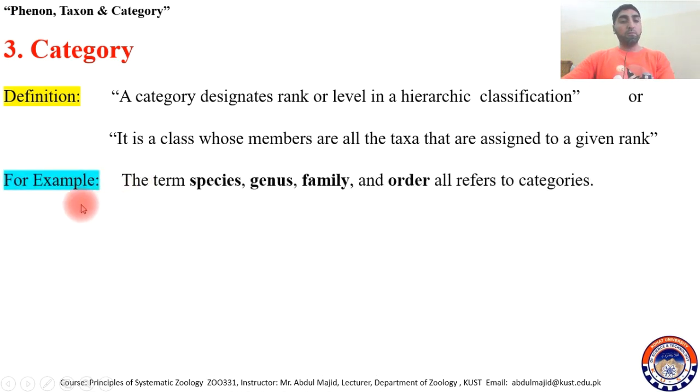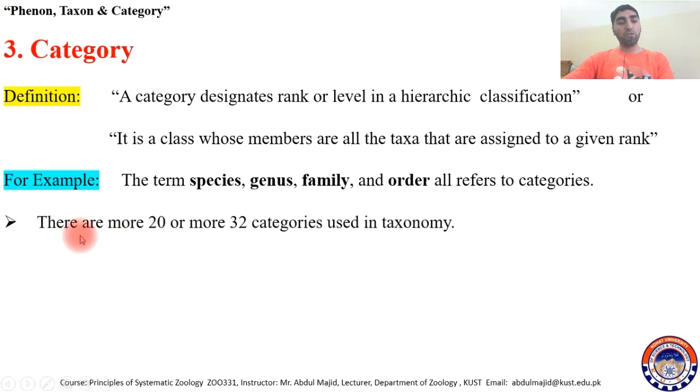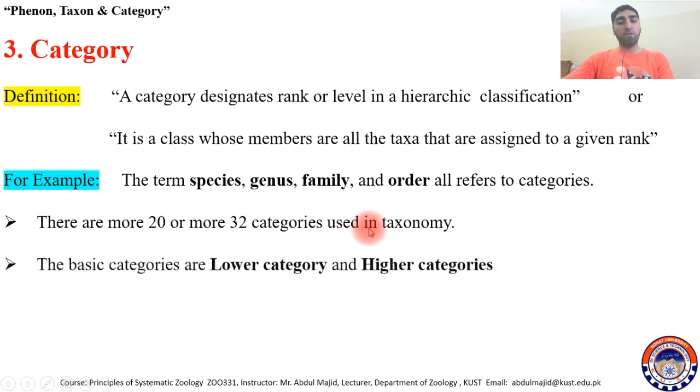And for example, the terms species, genus, family, and order all refer to categories. So these are categories. We place actual animals in them when we name them and characterize them, when we place those animals in this species, genus, family, or order, and then they are called taxon. There are 20 or more, up to 32, categories used in taxonomy.